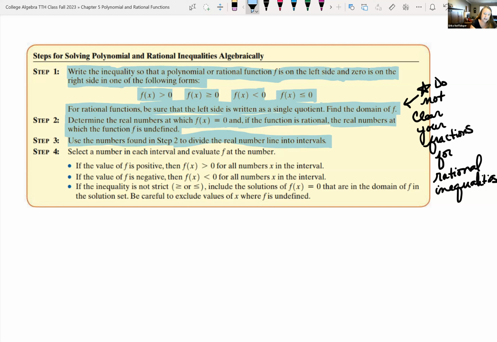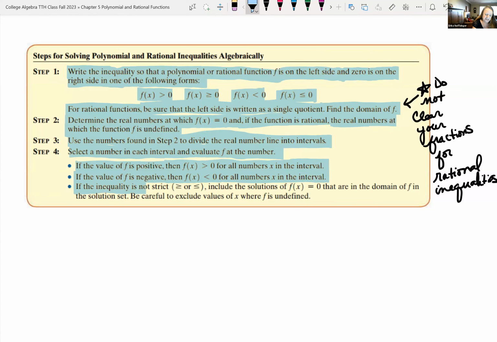And then the next step is I'm going to test one value on each interval between those critical numbers we just found. And I'm going to plug it back into my inequality to see if I have a true or false statement. Okay, so step 4 says select a number in each interval and evaluate f at that number. If the value of f is positive, then f of x is greater than 0 for all numbers of x in that interval. If f of x is negative, then our function f of x is less than 0 for all numbers of x in that interval.